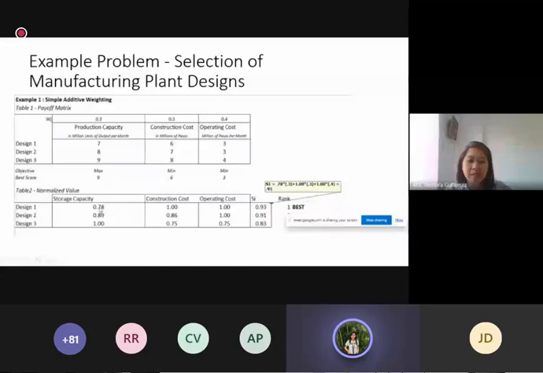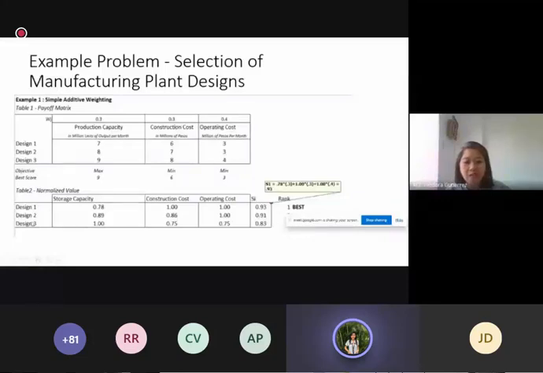In this case, the normalized value times the weight. So 0.78 times 0.3 plus 1 times 0.3 plus 1 times 0.4. So you got the total of 0.93. And then the same goes for design 2. You will get the weighted sum. 0.89 times 0.3 plus 0.86 times 0.3 plus 1 times 0.4 equals 0.91.